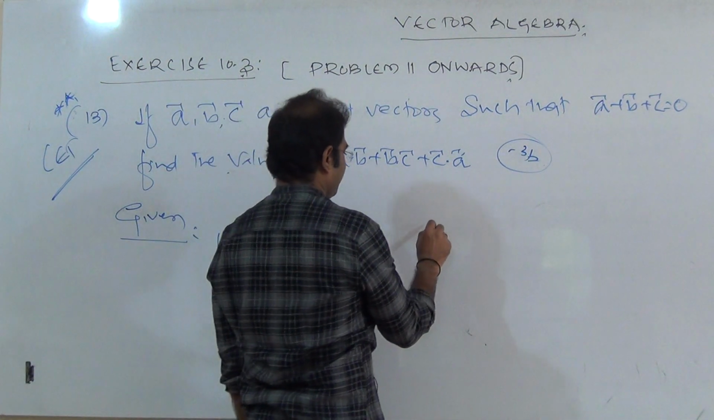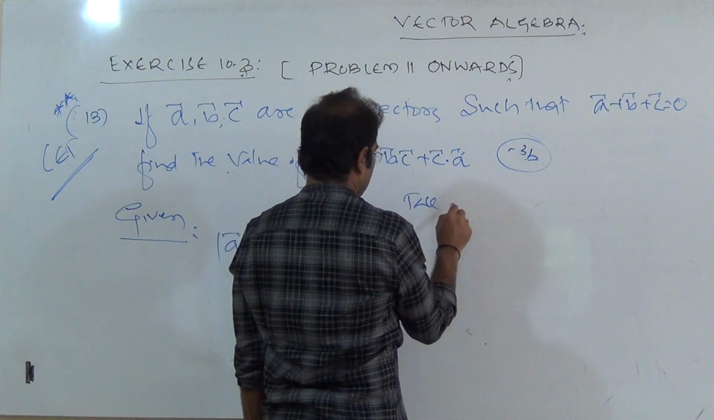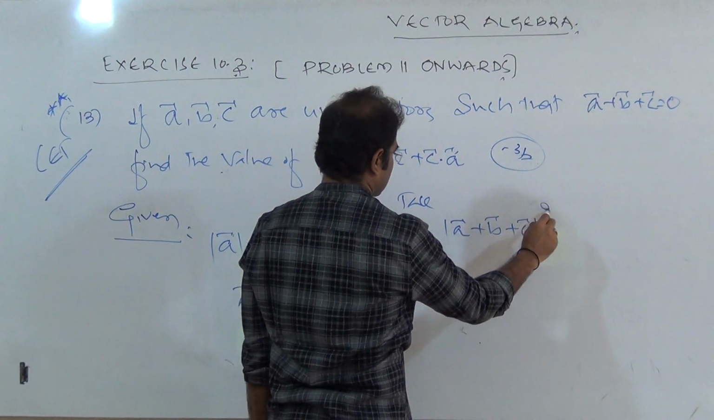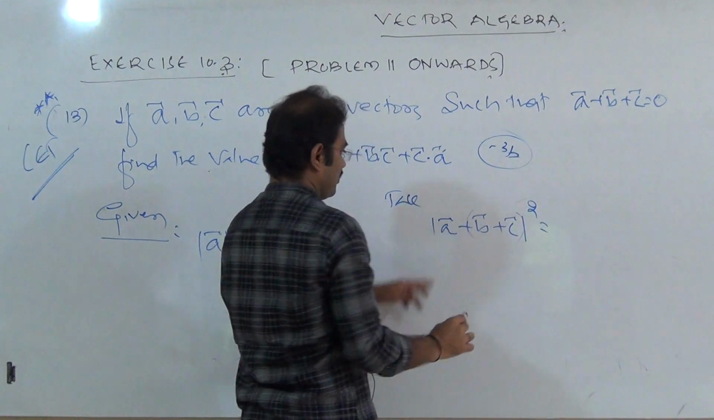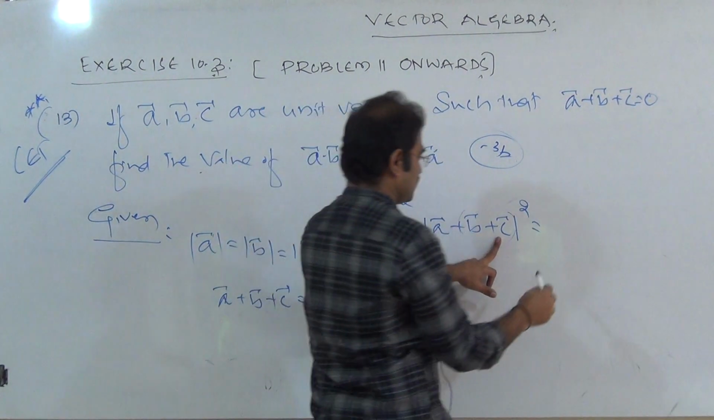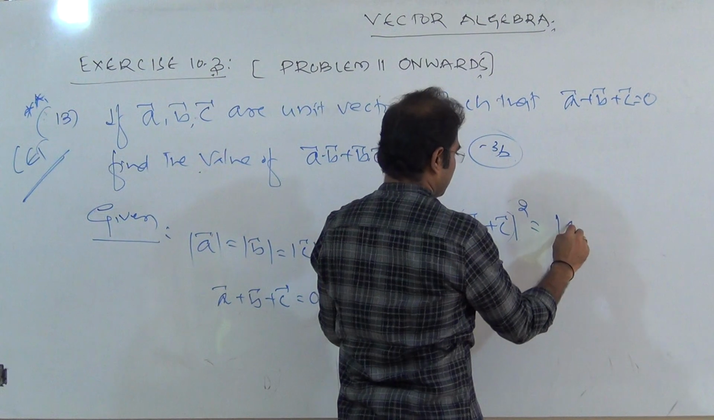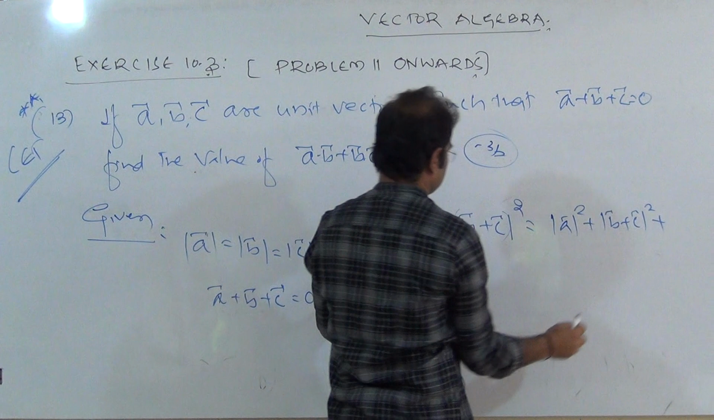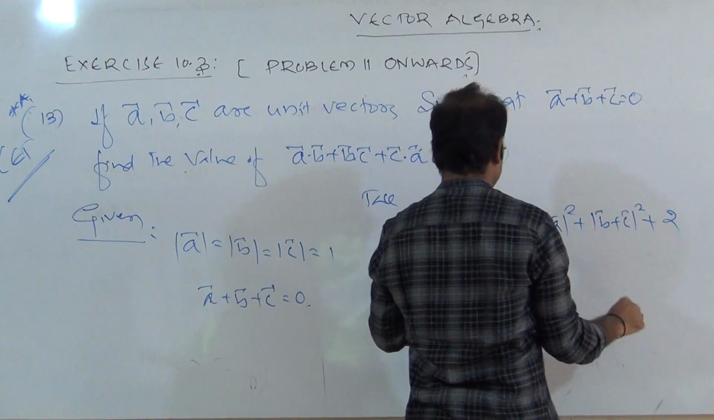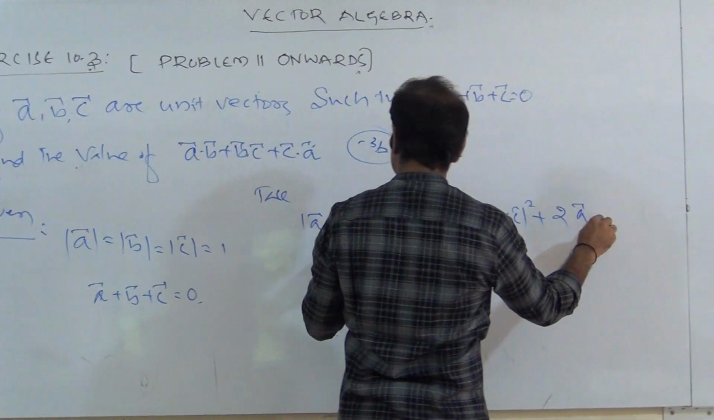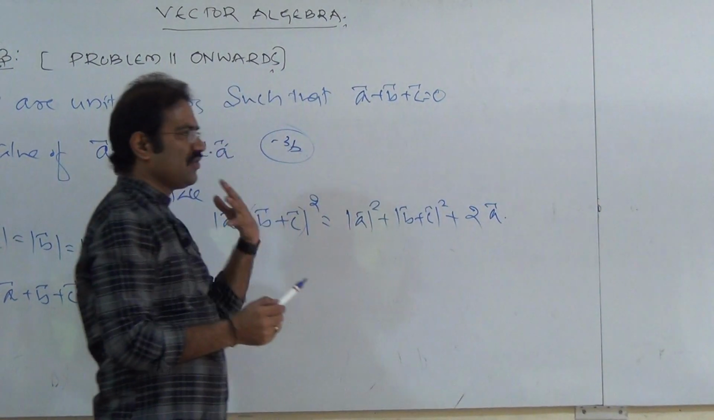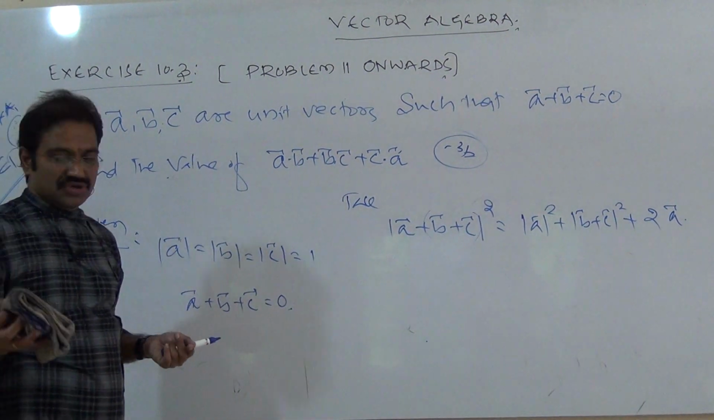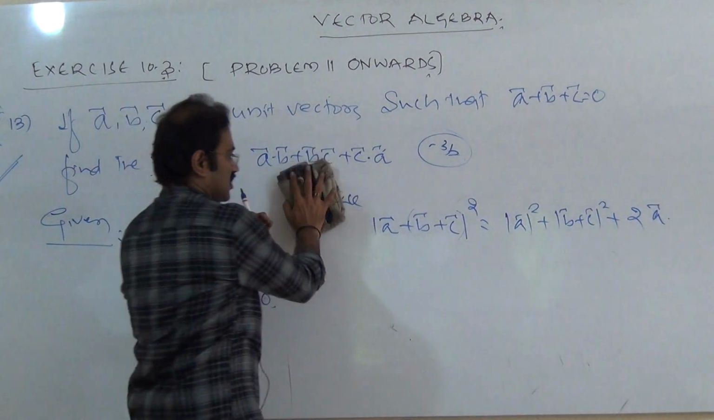I start with magnitude of A plus magnitude of B plus magnitude of C bracket square. I put a bracket to this. It is A plus B bracket square, right? It is magnitude of A square plus magnitude of B square plus 2 times A into B. Or I give you more explanation so that you get shortcuts.